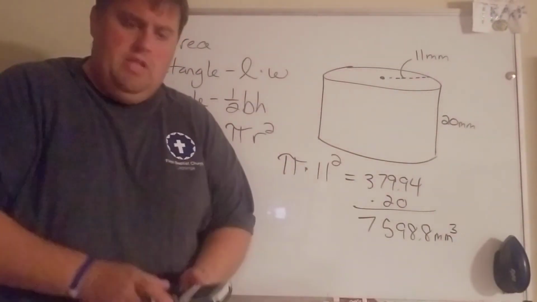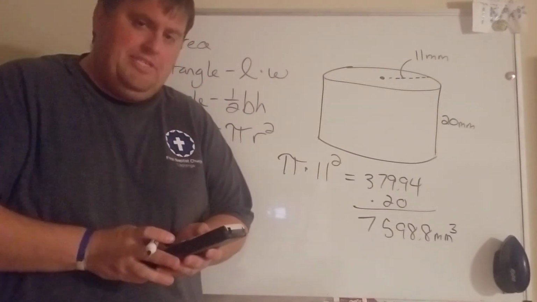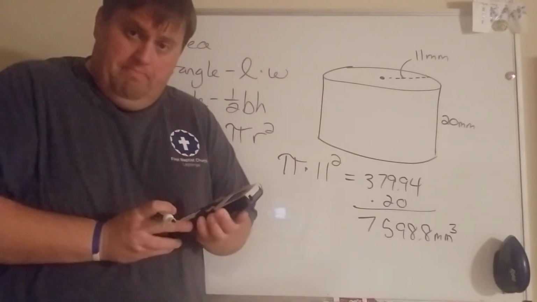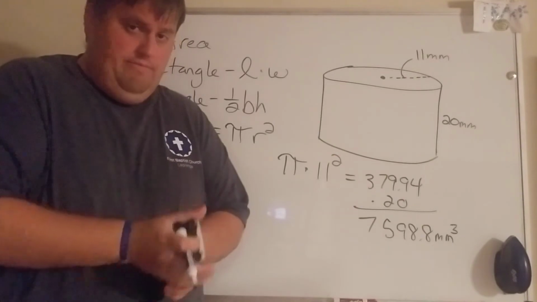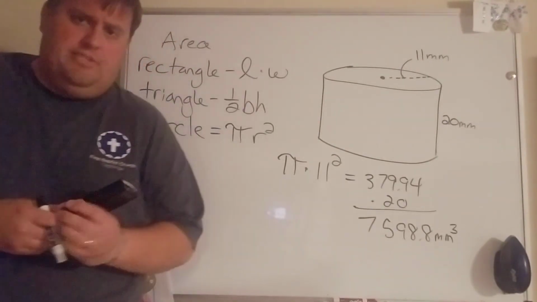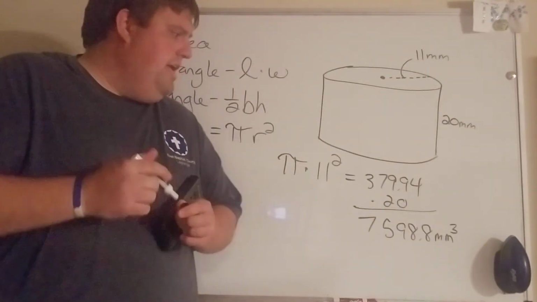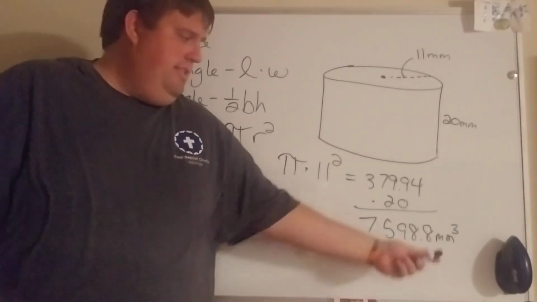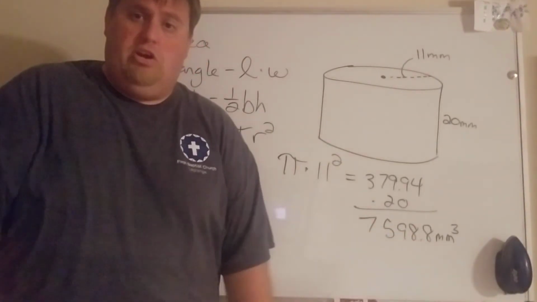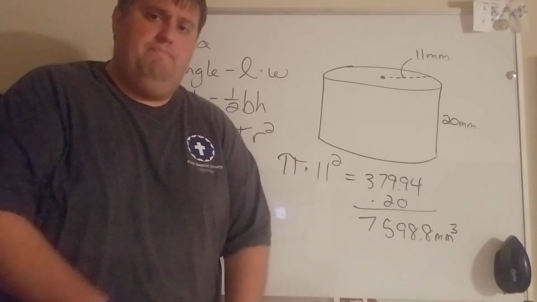That's pretty much it. So as long as it has two bases, any prism, any cylinder, you're going to do area of the base times height, and then just make sure that when you label it, your units are going to be cubed because it's volume.